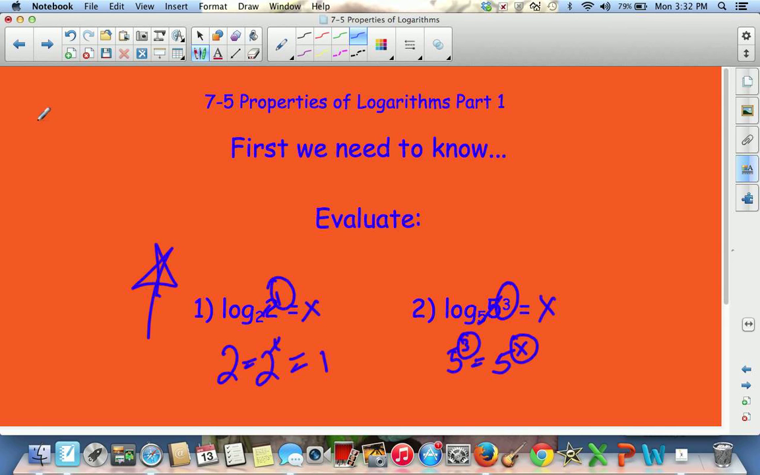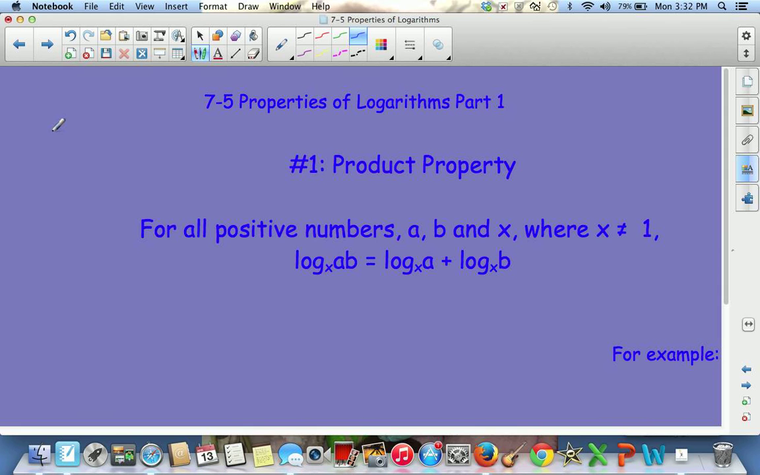So I have 3 properties to show you in this video. The first property is the product property. For all positive numbers a, b, and x, so just keep in mind they're all positive, and x can't equal 1, the log base x of the product AB equals the 2 logs added together. So take a moment to write that down, highlight that, get that in your notes.